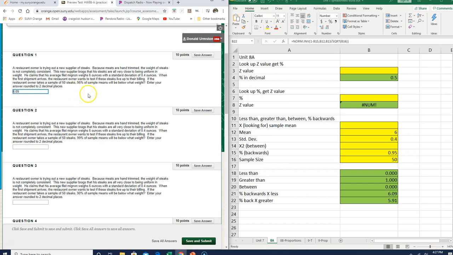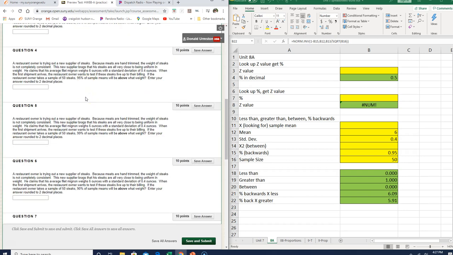Let's do the next one. We're going to jump ahead to number 4, and that's an above. It's a greater than. So backwards greater than. Same information, by the way. Mean, 6 ounces. Standard deviation, 0.4. Percentage that we're asking about, 0.95. Sample size, 50. What's the difference? Now we want to know greater than.